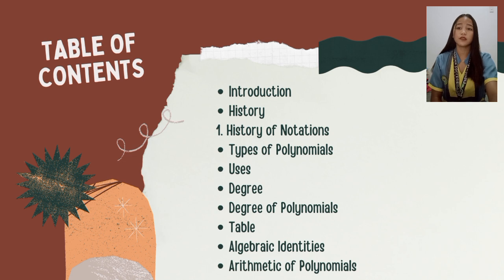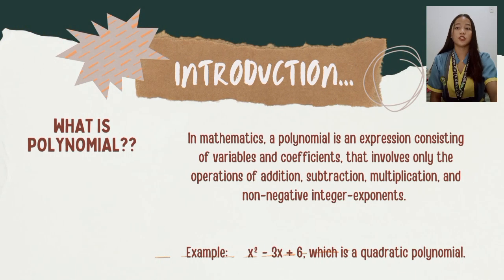The first bullet is introduction, followed by history, history of notations, types of polynomials, uses, degree, degree of polynomials table, algebraic identities, and lastly the arithmetic of polynomials. So let's proceed to introduction.